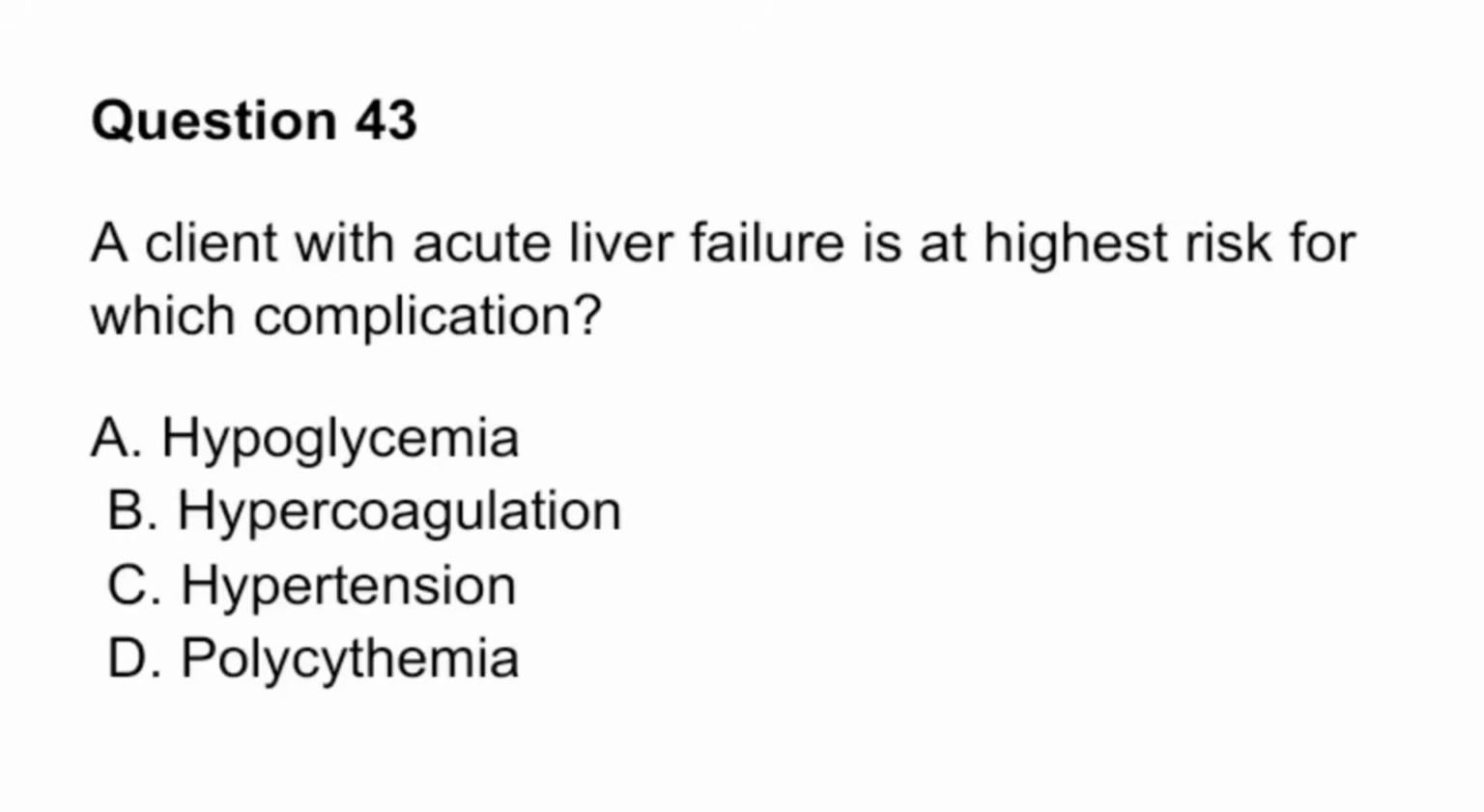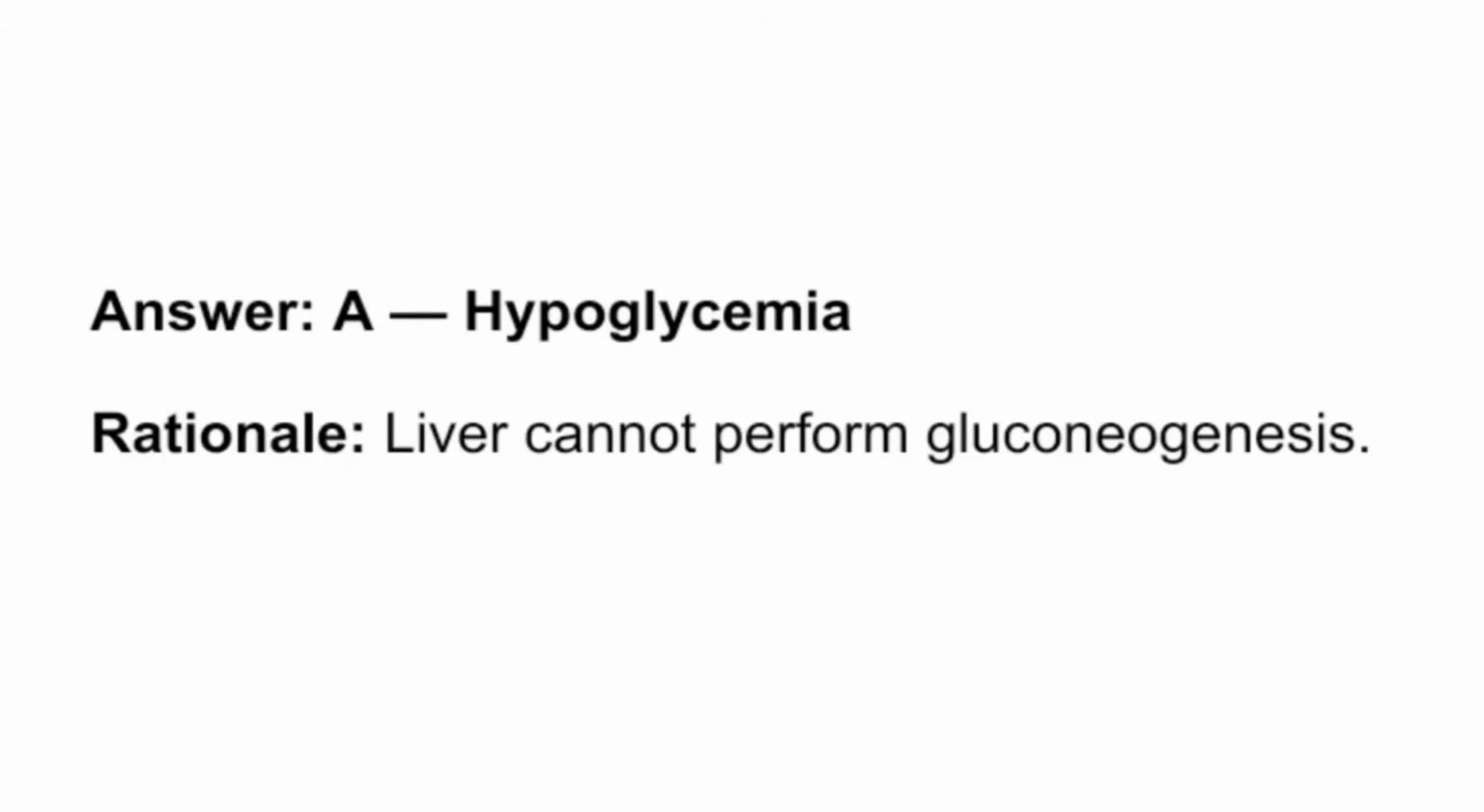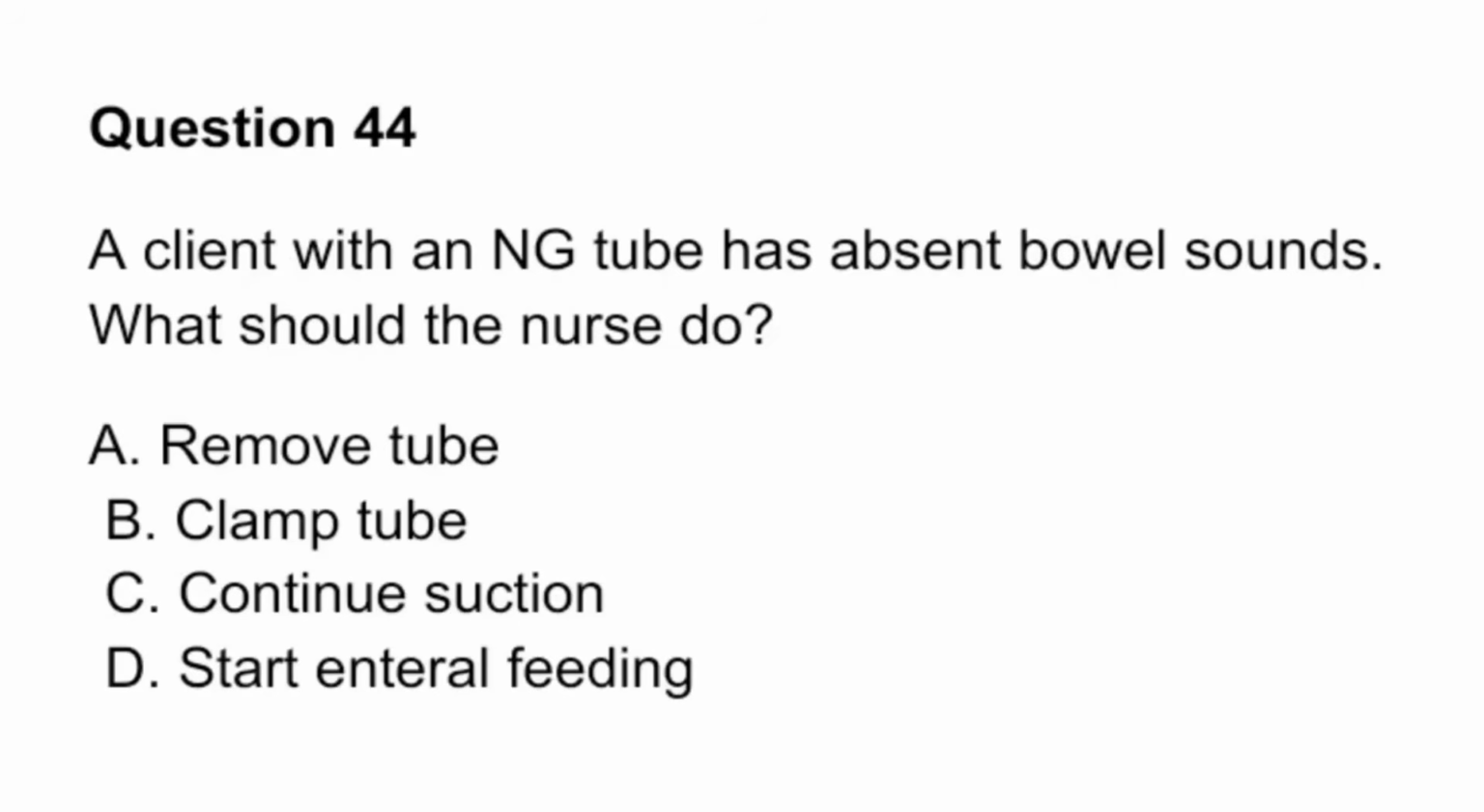Question 43. A client with acute liver failure is at highest risk for which complication? A. Hypoglycemia. B. Hypercoagulation. C. Hypertension. D. Polycythemia. Answer A. Hypoglycemia. Rationale: liver cannot perform gluconeogenesis.